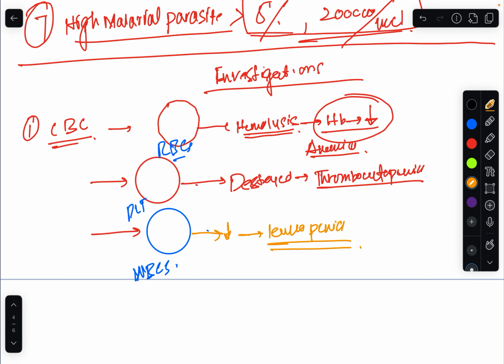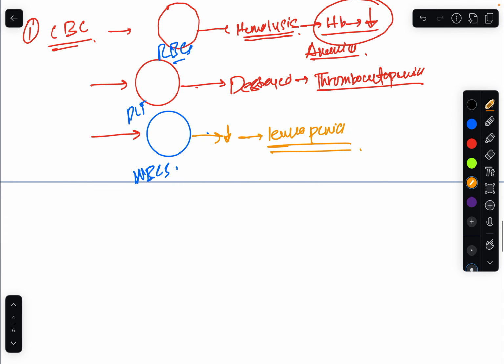So you can have anemia, you can have thrombocytopenia, and you can have leukopenia. So first investigation is CBC. Remember, we divide the investigation into two groups. One are general investigations and one are specific investigations. CBC is a general investigation.